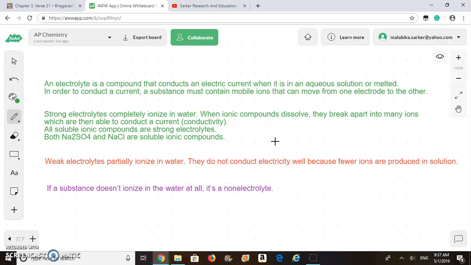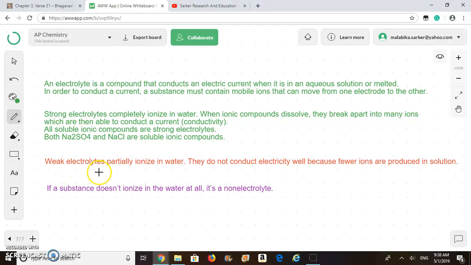Though we have seen that the conductivity of sodium sulfate is greater than sodium chloride just because they produce more number of ions, and also the charge of the anion is higher, we cannot say that sodium sulfate dissociates much more strongly than sodium chloride because both of them are strong electrolytes. So this statement is not true. The statement becomes true only when we are comparing a strong electrolyte with a weak electrolyte.